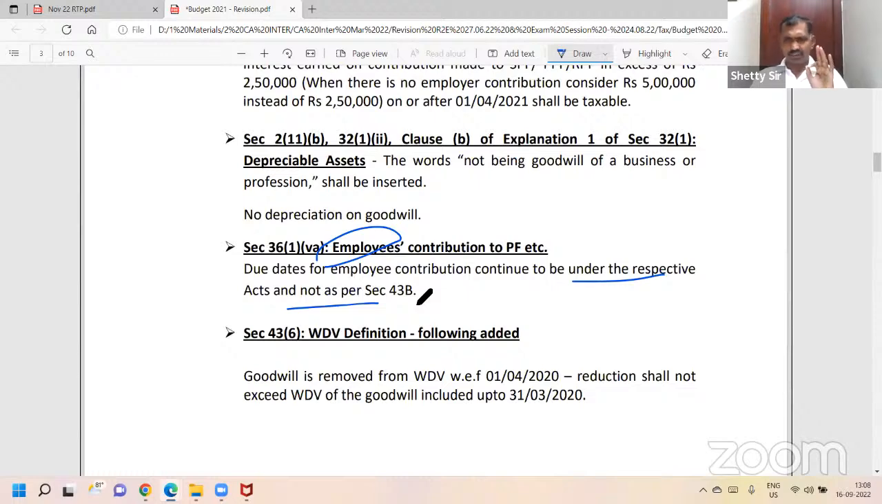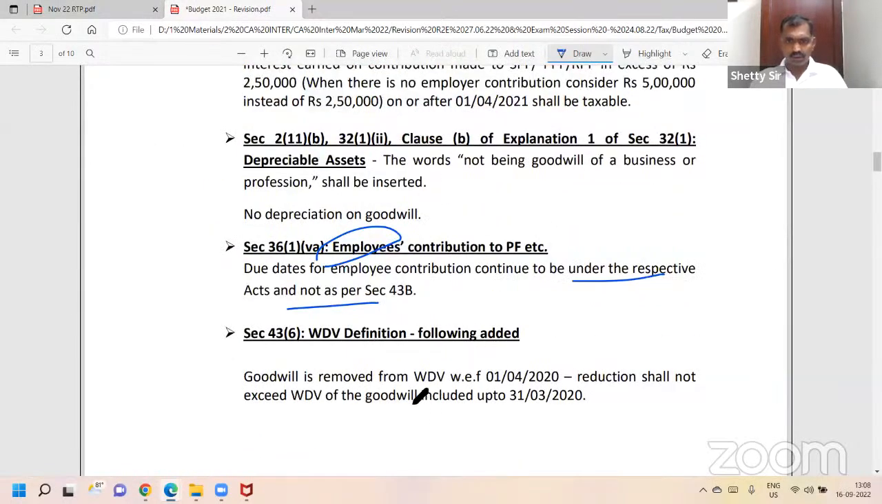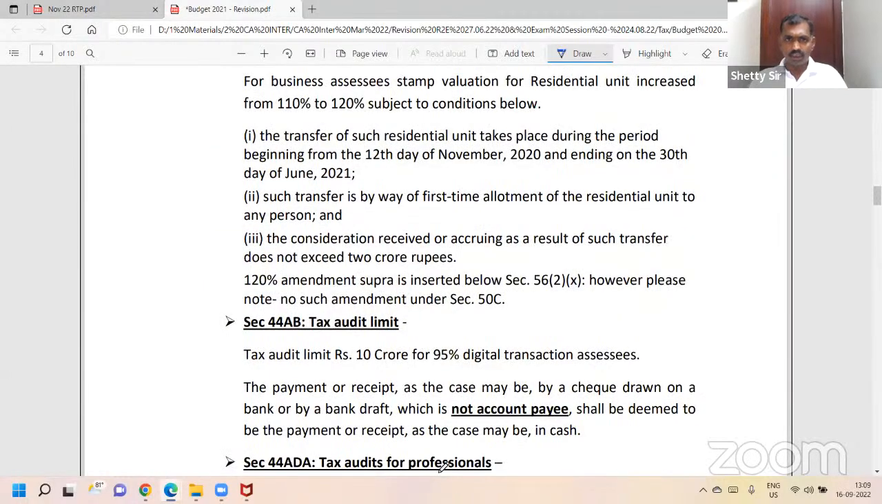90% of these are discussed in the regular class as well as revision. But employer contribution, just now see here, again goodwill should be removed on every number, and if goodwill existed earlier also, it has to be removed from the block of asset. Employer contribution due date is same. This is the 120% condition, for residential units transferred between 12th November 2020 to 30th June. Yes, salary pyramid. It is not applicable for 50C.